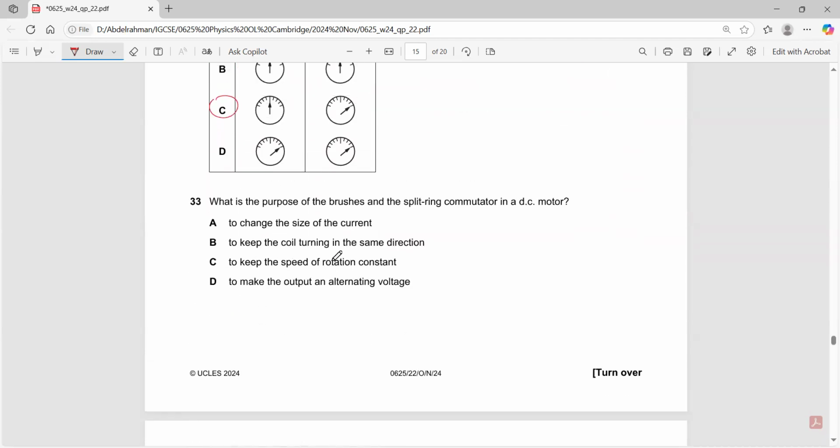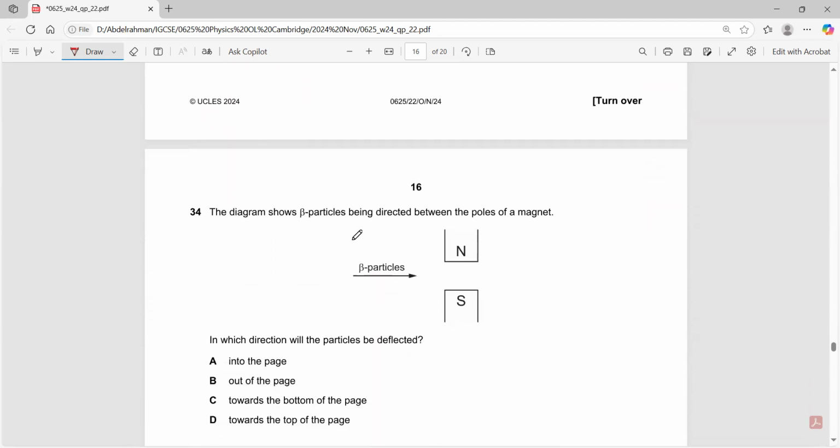What is the purpose of the brushes and the split ring commutator in a DC motor? This is easy. To change the size of the current? No, to keep the coil turning in the same direction. Yes, in the same direction.